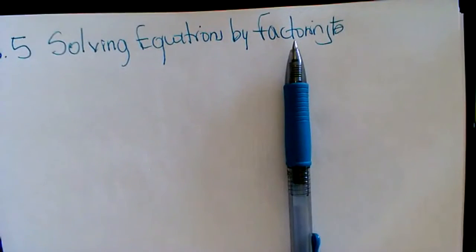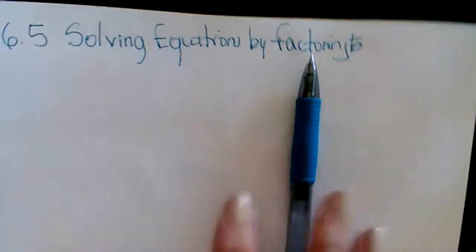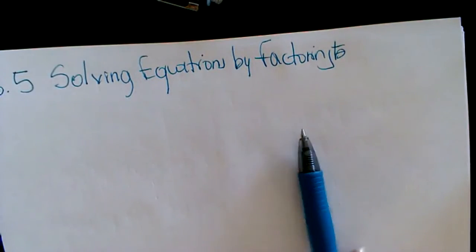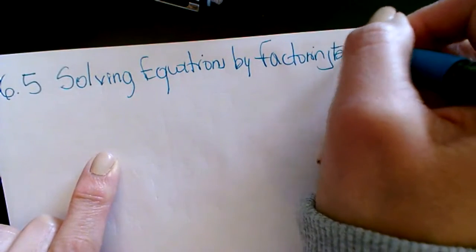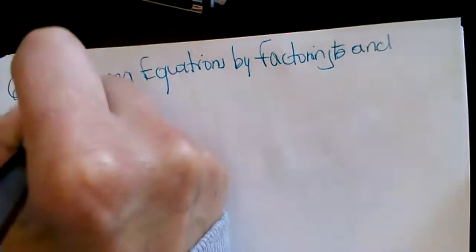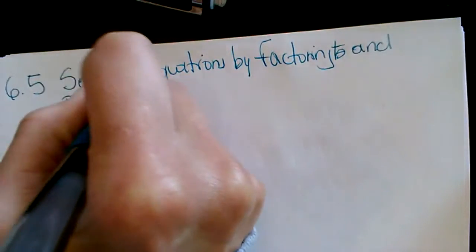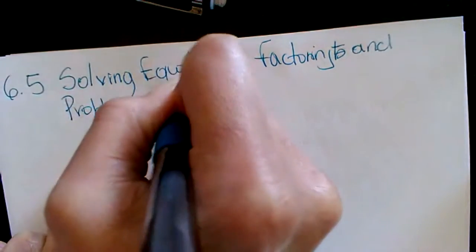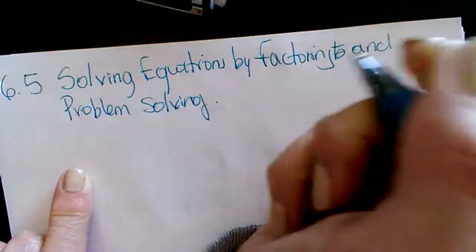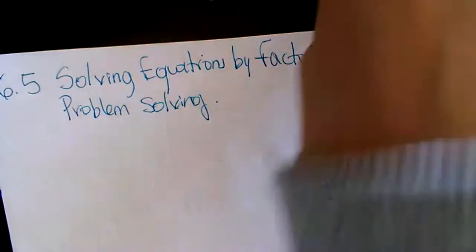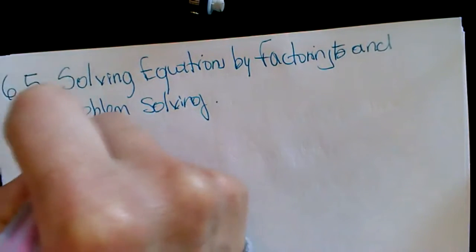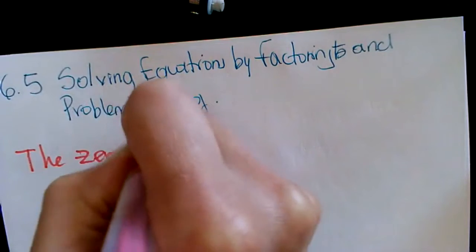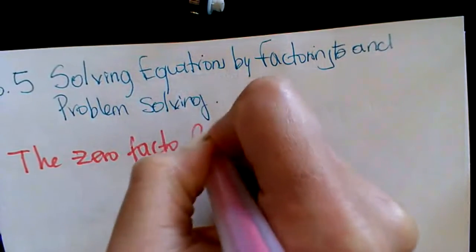All right, so now we're going to study the last lesson, which is 6.5, solving equations by factoring and problem solving. So what we're going to be doing first is we're going to study the zero factor property.